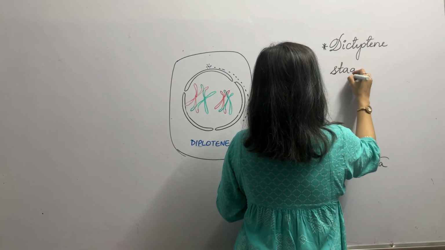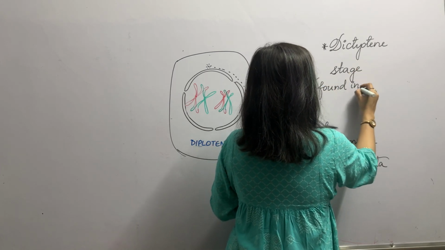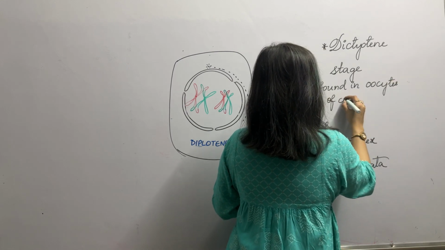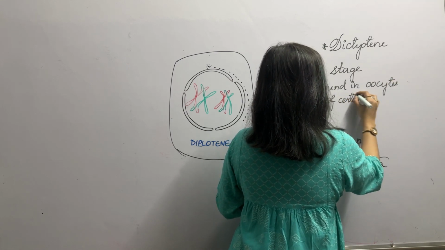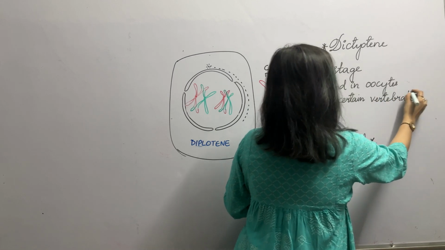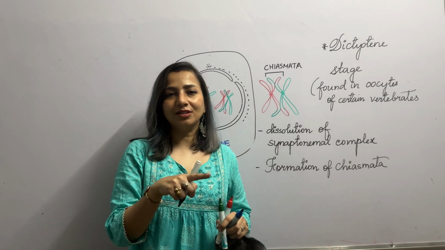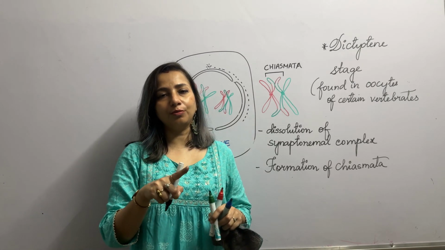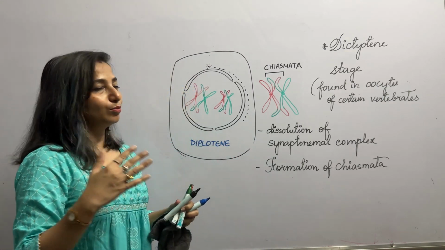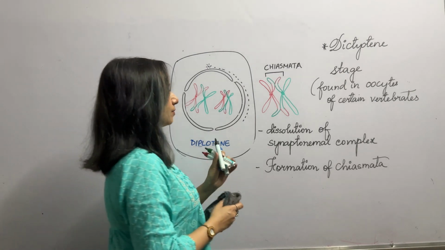The dictyotene stage is found in oocytes of certain vertebrates. It is found in oocytes of certain vertebrates. So please comment if you know any vertebrates where you find the dictyotene stage. So now let's move to the final stage of prophase 1, which is what? Diakinesis.